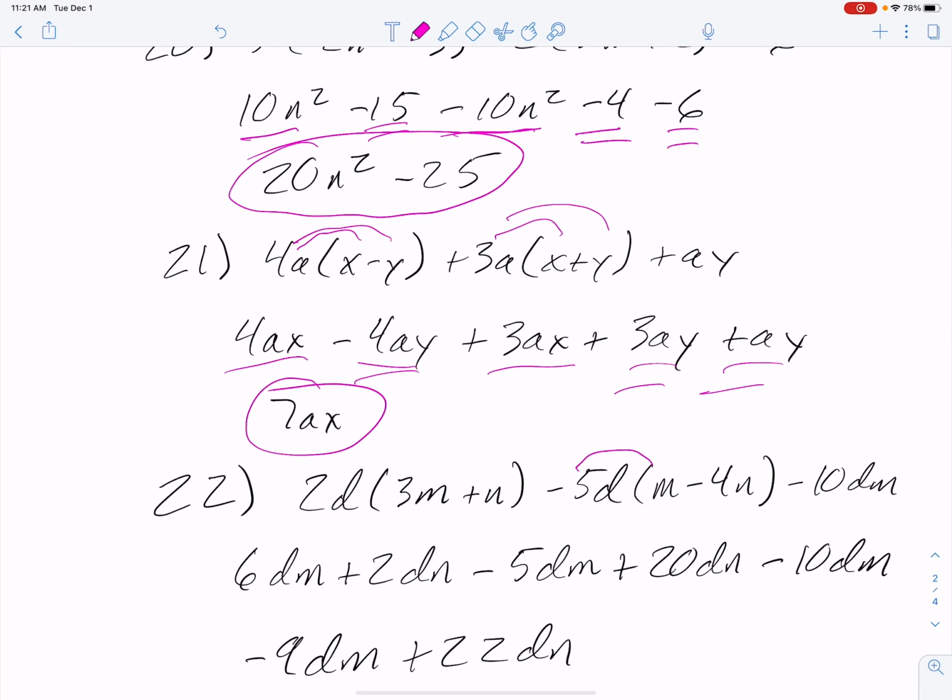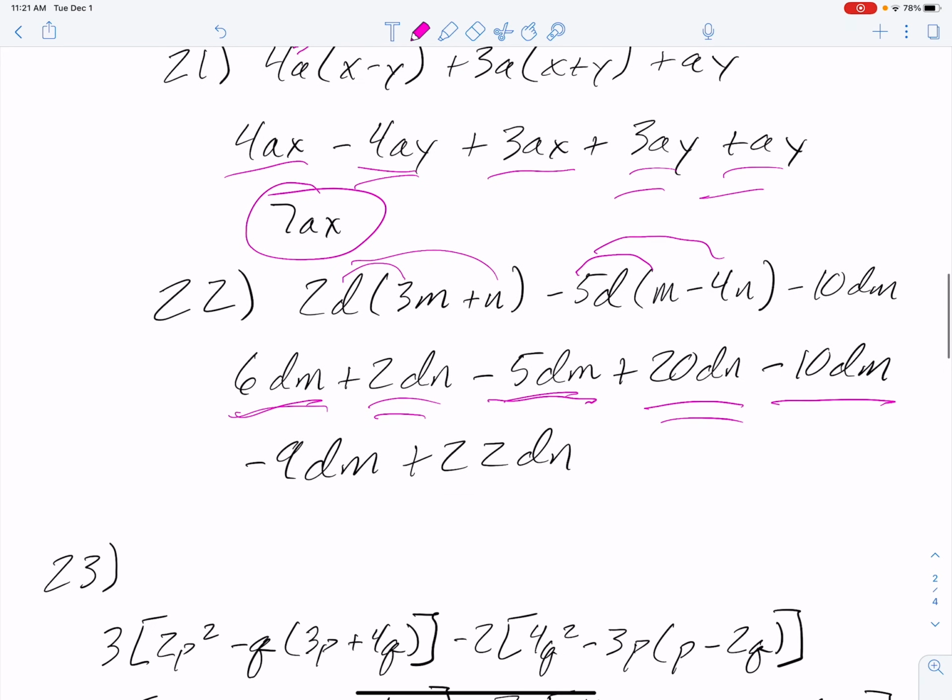22, be careful distributing the negative. Notice I got negative 5dm, positive 20dn. Distribute my 2d, gets me 6dm, 2dn. 6dm minus 5dm minus 10dm gets me negative 9dm. And then 2dn plus 20dn gets me negative 9dm plus 22dn.